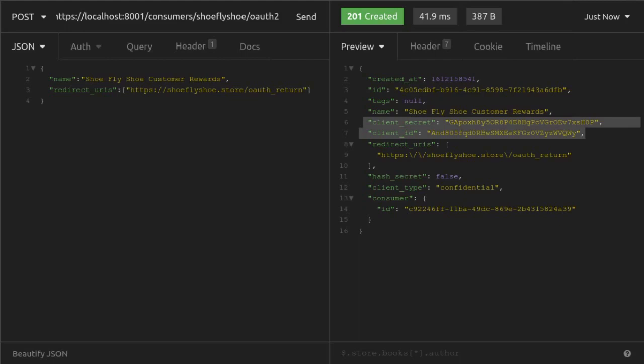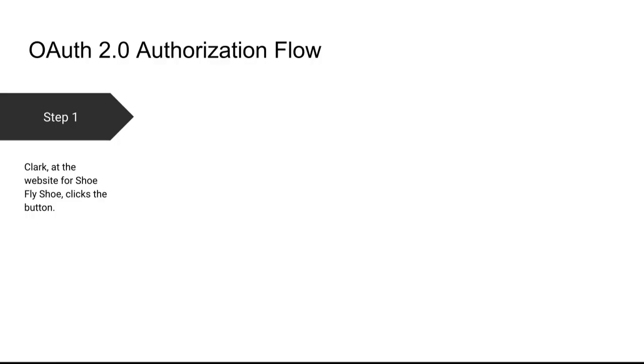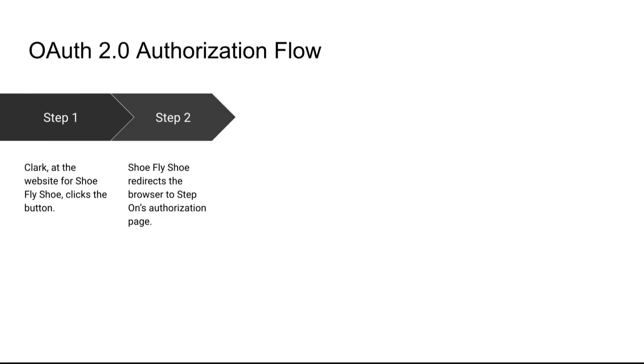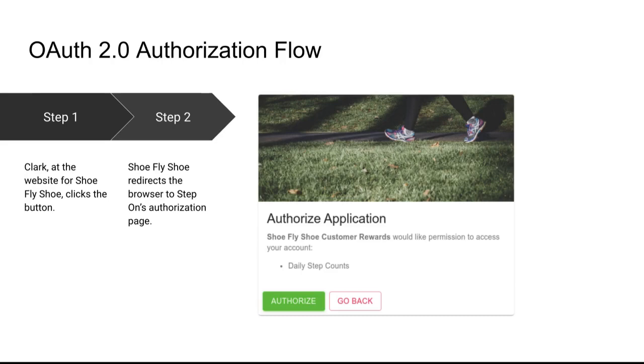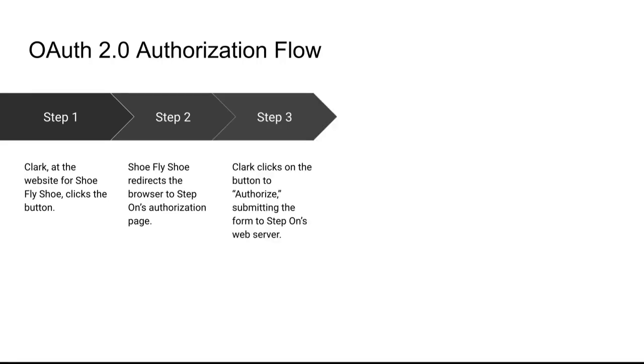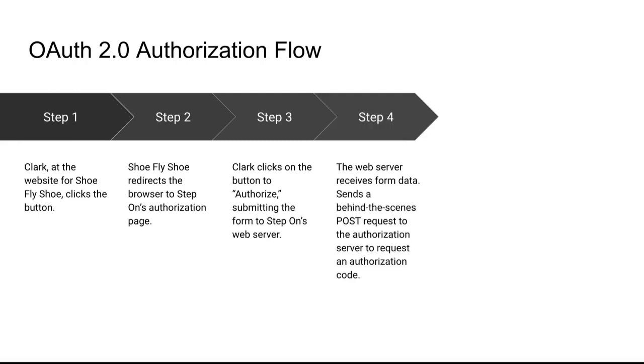Regarding the redirect URI, let's talk a little bit about the OAuth2 authorization flow. Here's how it works. So Clark is at the website for ShoeFlyShoe, and he sees a description that says, we can connect directly to your StepOn account if you let us so that we can download your step counts. Just click on this connect button to do that. Clark clicks on the button, and ShoeFlyShoe redirects Clark's browser over to StepOn's website to an authorization page. And that page says, Clark, do you authorize ShoeFlyShoe to access your step counts? Clark clicks on the button to authorize, and this submits a form to StepOn's web server.